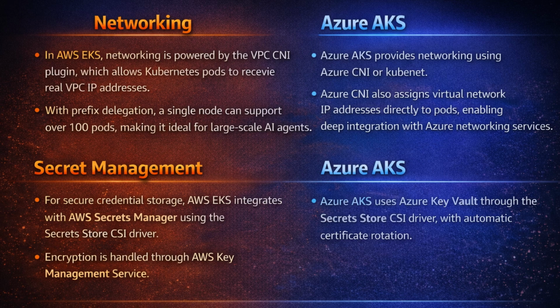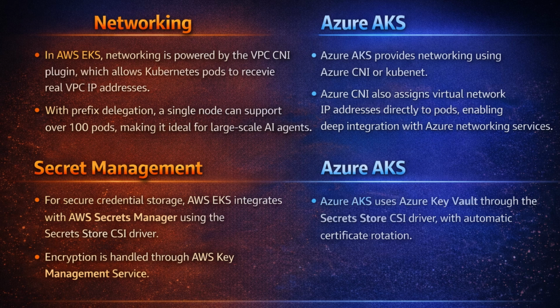Secret management. For secure credential storage, AWS EKS integrates with AWS Secrets Manager using the Secrets Store CSI driver. Encryption is handled through AWS Key Management Service. Azure AKS uses Azure Key Vault through the Secrets Store CSI driver, with automatic certificate rotation.